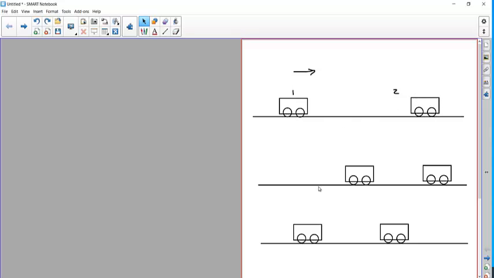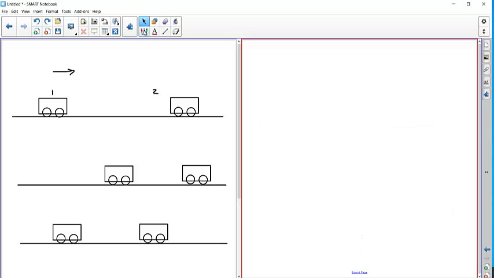And for each of these 3 scenarios, we're going to measure the mass of the carts. And what we'll have is we'll have velocity. We're going to measure velocity for the 2 carts.